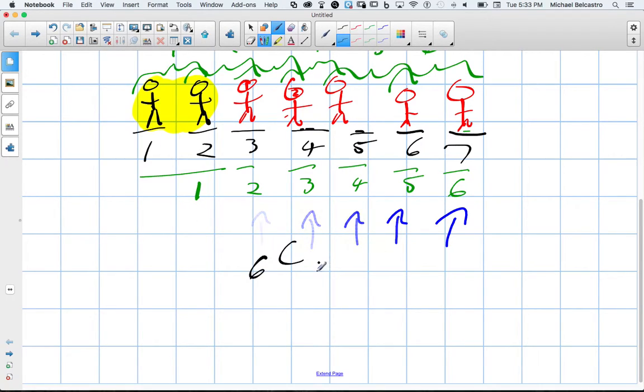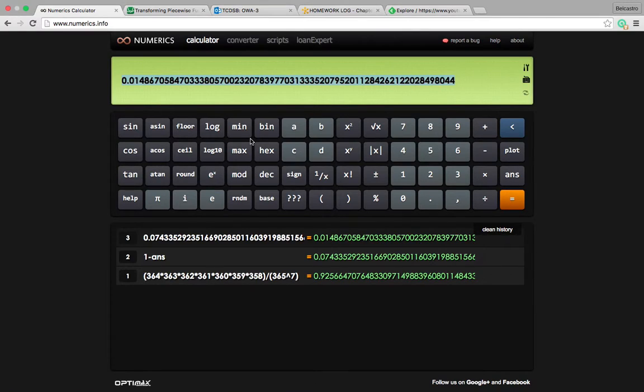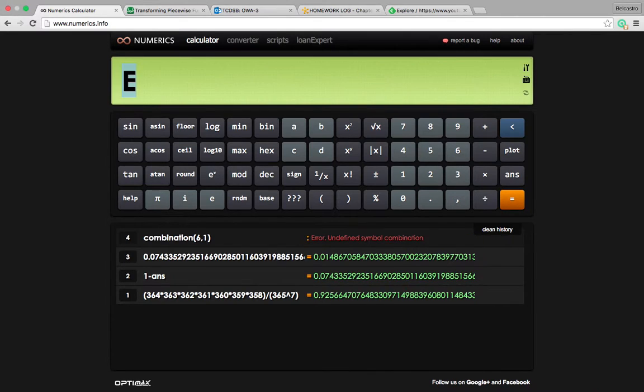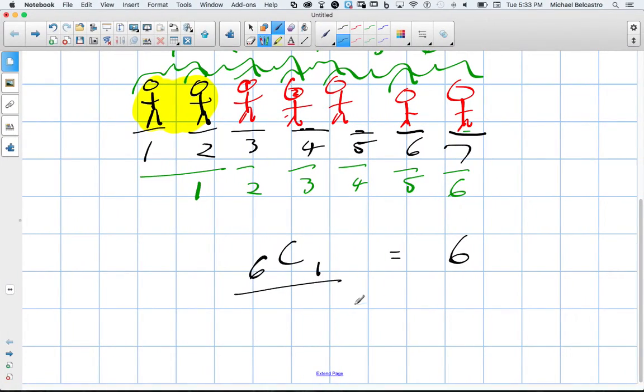How many different ways can we choose one person out of the 6? We know that 6 choose 1 is the value of 6 if you put it into your calculator, right? I guess maybe I should show that over here. Do I have combinations? I think it's combination 6 choose 1. That's not the wording for it. Okay, I'll figure it out after.